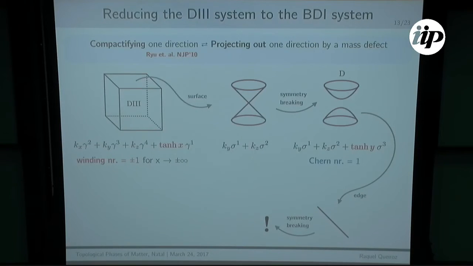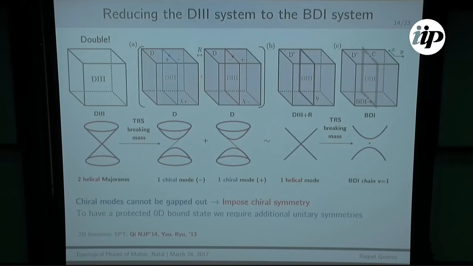So of course, the obvious solution to take care of this problem is to double our system. So if we start with a topological sector 2, when we look at the surface, what we'll have is 2 helical Majorana modes. And if we make sure that we are going to break the symmetry on the surface, but we are breaking it in a symmetric way, so what we're going to do is to put a kink like this and a kink like that on the other, affecting the other topological sector. What we're going to end up having is chiral modes propagating in the opposite direction.